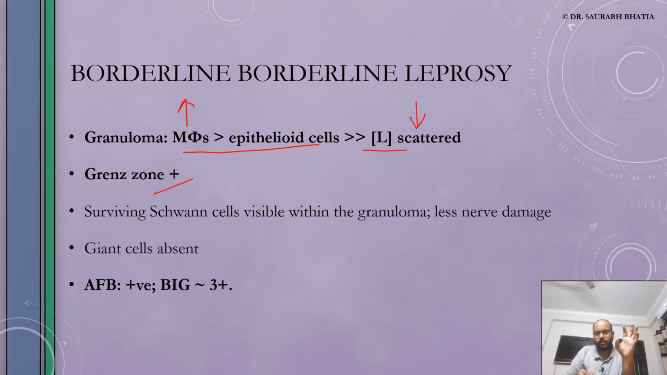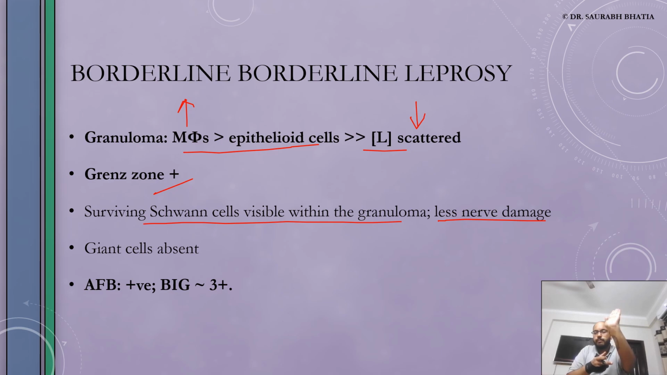Grenz zone again can be seen. The surviving Schwann cells within the granuloma can be seen and the nerve damage is less. Now understand this concept. As we move from tuberculoid to lepromatous pole, single nerve trunk damage is less and generalized anesthesia is more. That is why in the lepromatous pole, we have a diffuse area of sensory loss. But the patches are normoaesthetic, that means they have their normal sensation. While in tuberculoid or BT leprosy, we see sensory loss from the patch, from the plaque. Why? Because of the nerve trunk supplying the plaque.